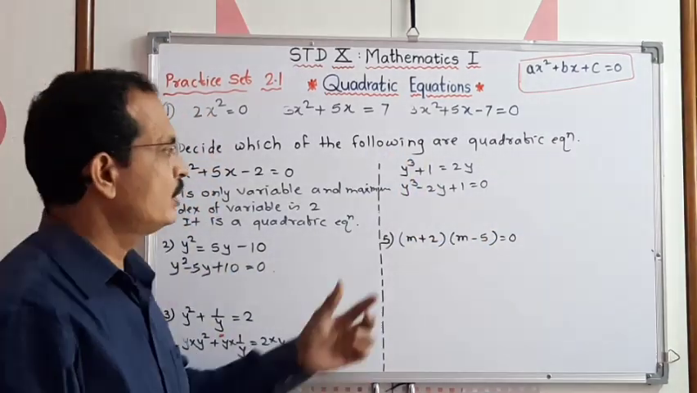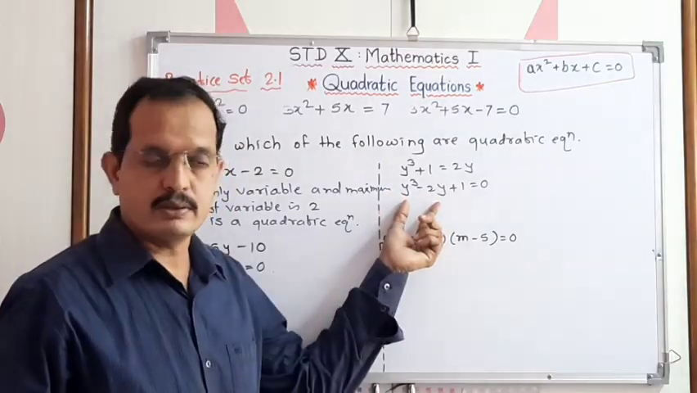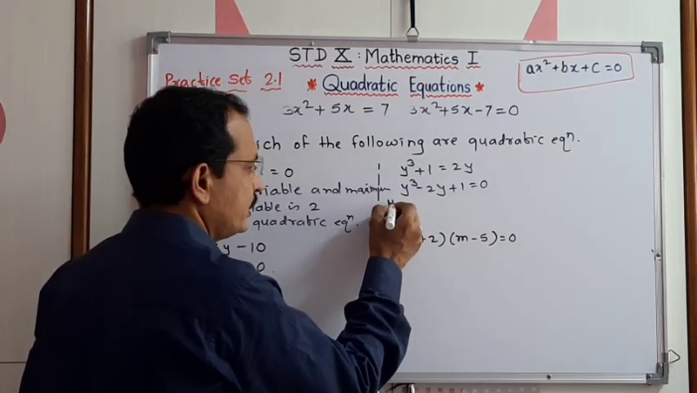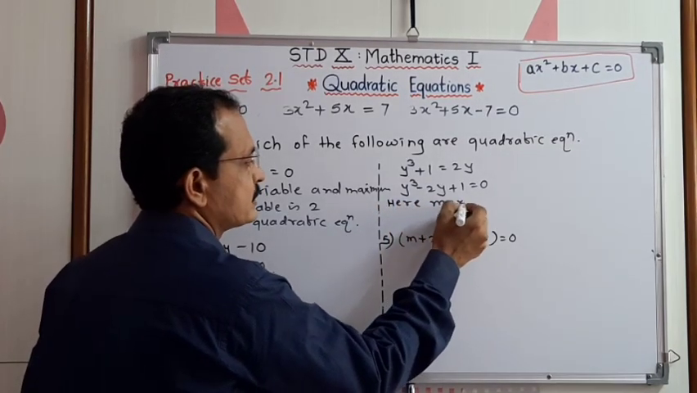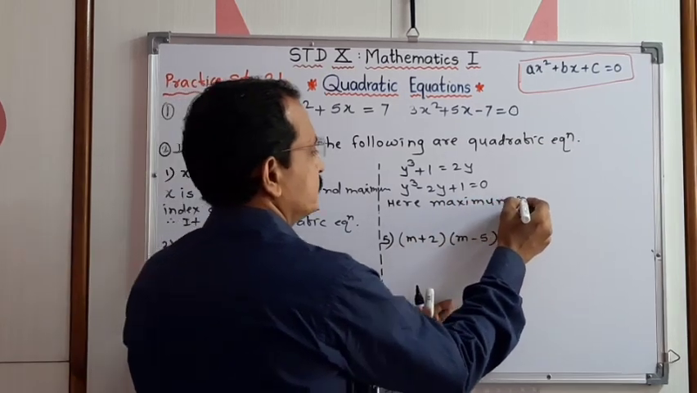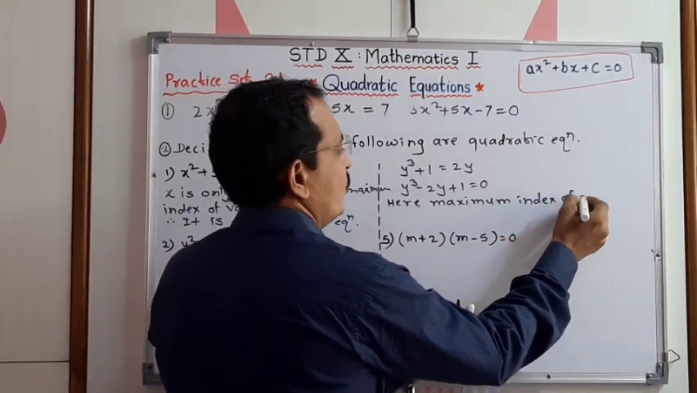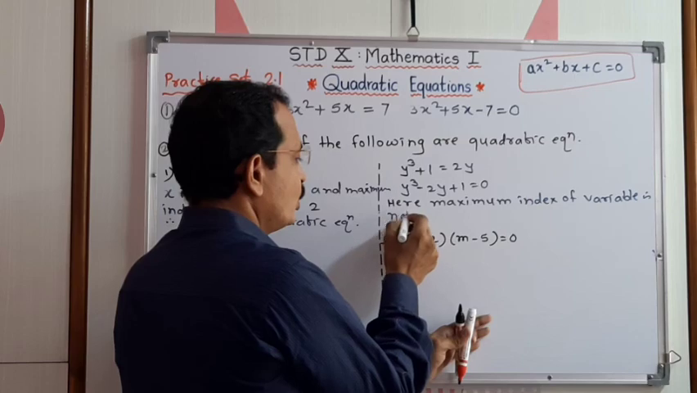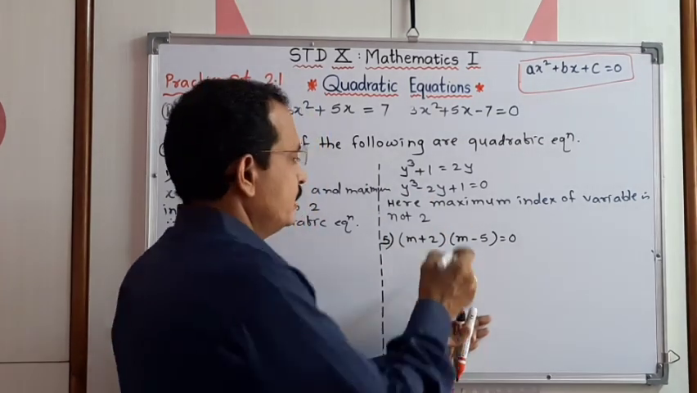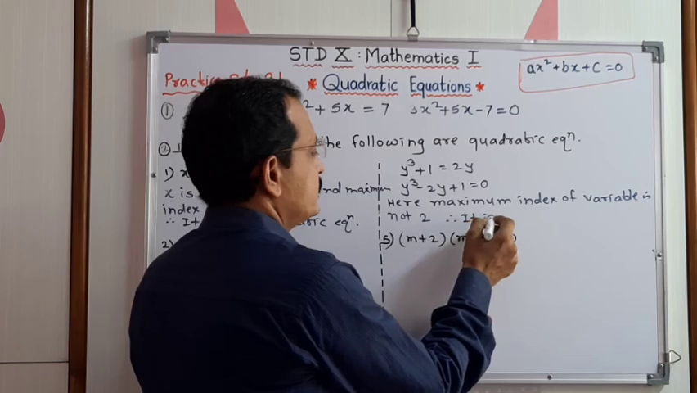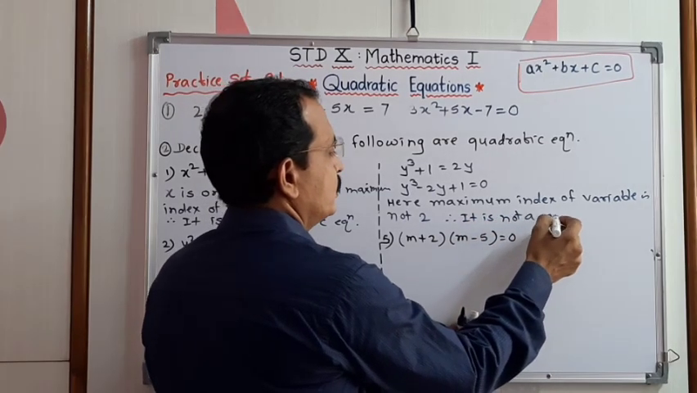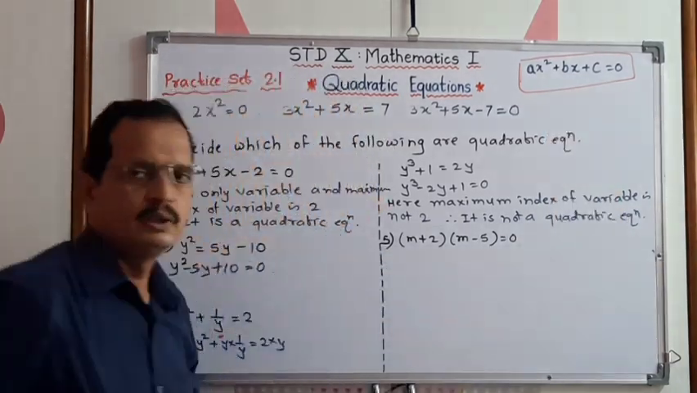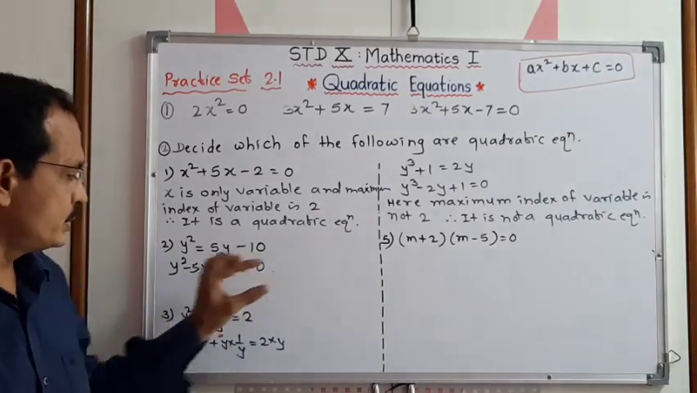Dear student, here y is the only variable, but the maximum index of the variable is 3. Therefore, we can write here, the maximum index of variable is not 2, it is 3. Therefore, it is not a quadratic equation. I think everyone understood this.